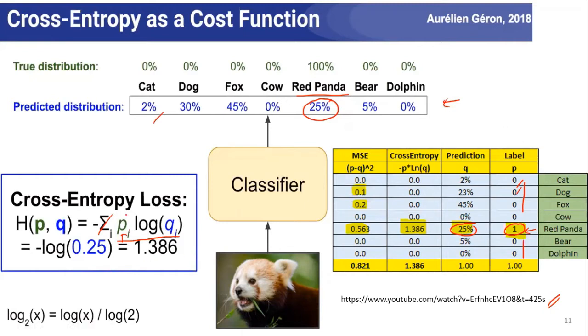So basically what you do is P over here is going to be 1. Okay. So this is going to be a 1. It's going to be multiplied by the log of the predicted value 25%. And that's how you're going to get this.